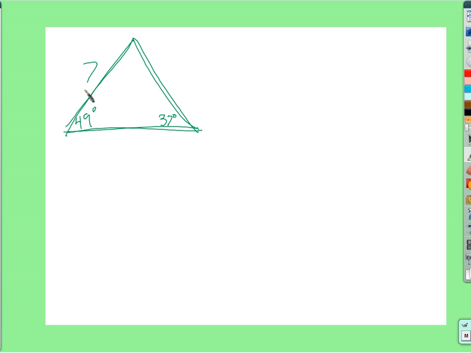Are you going to give the altitude? I can get one first part out of it really quick, just add 49 and 37 and then minus that from 180, to get the one angle up there. Good, that sounds great. How are you going to figure out an angle like 94?